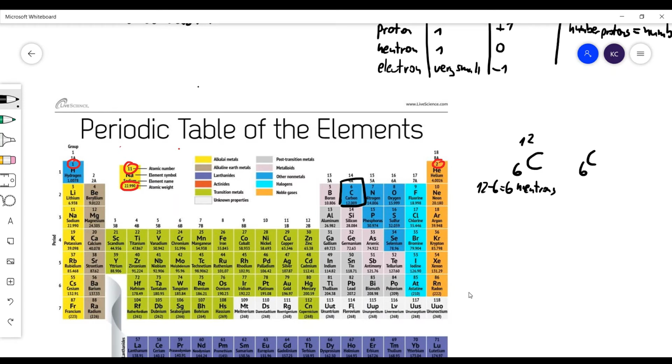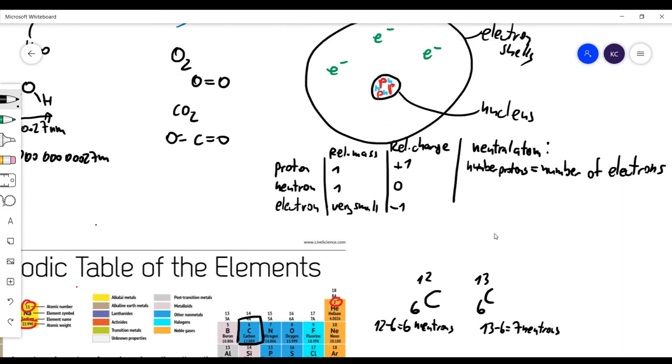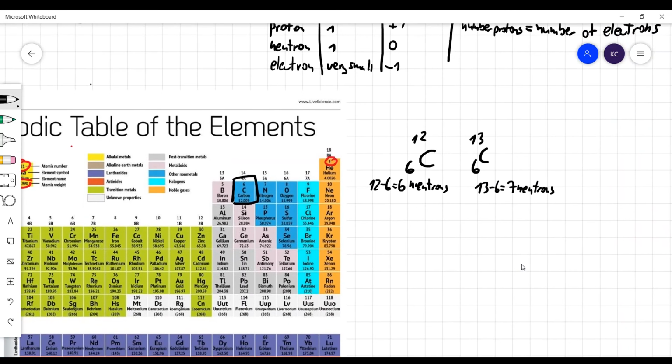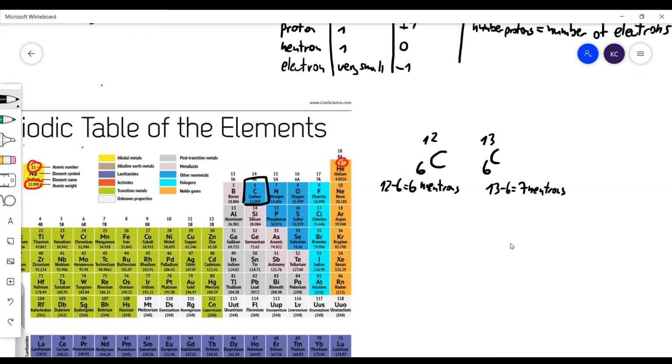However, less than 1% of carbon in nature is carbon 13, and that makes 7 neutrons. Now, as we said in the table above, the relative mass of a neutron is 1 and of a proton is 1, while the electron is very small. So if we change the number of neutrons, we will obviously change the mass of that atom. And that's why we have a name for these things, isotopes.